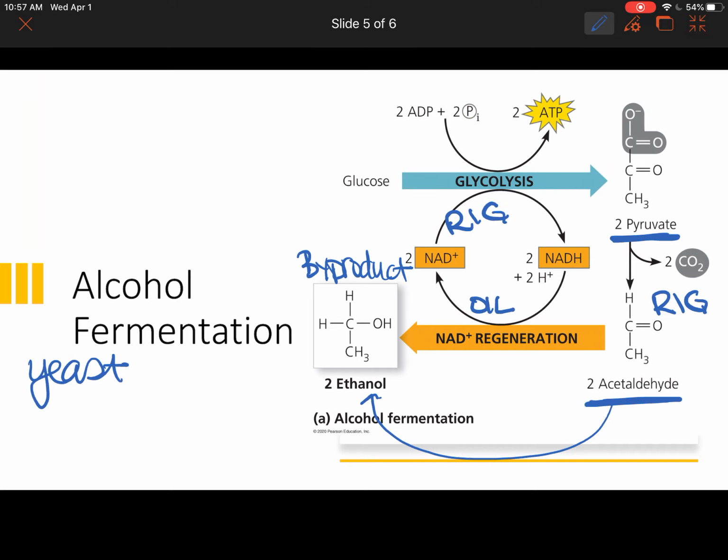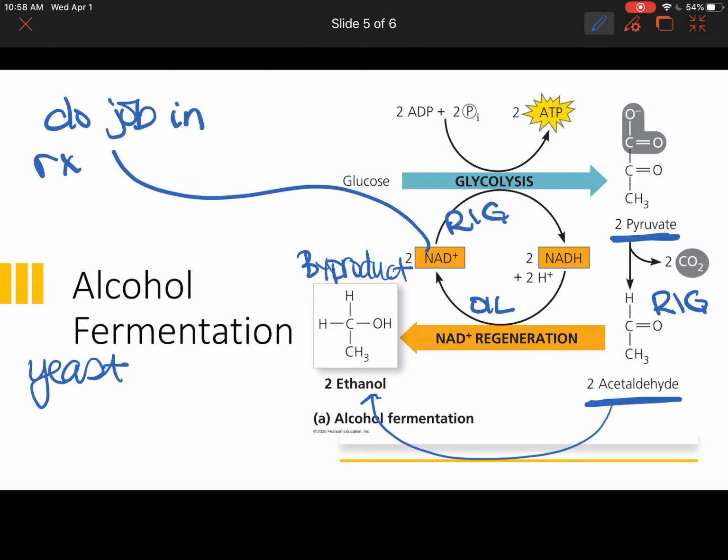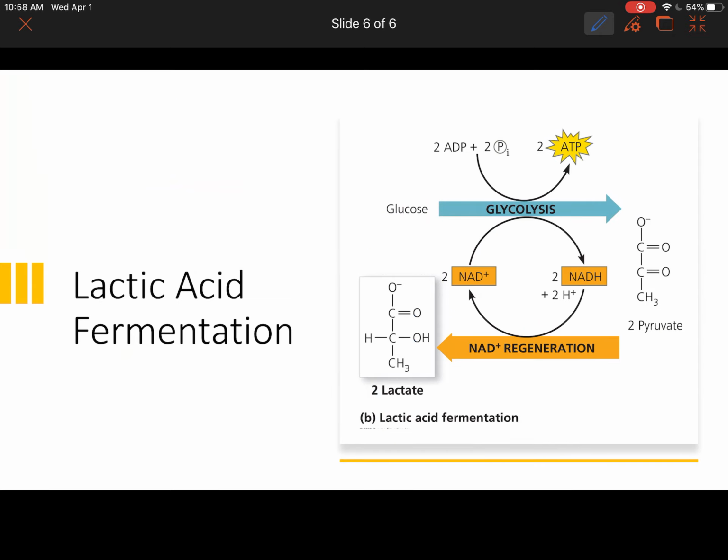Now, the yeast are limited to the percent of ethanol that can build up in their cells, and they can't survive much past like 12% or something. So, yeast fermentation is not used to make hard liquor, but some of the beers and wines and things can depend on yeast fermentation. So again, the whole point of fermentation is to oxidize NADH back into NAD plus so that NAD plus can do its job in reaction 6 of glycolysis, so that glycolysis stays open so that a little bit of ATP can be made in reaction 7 and reaction 10. Okay, so that's how yeast do fermentation.